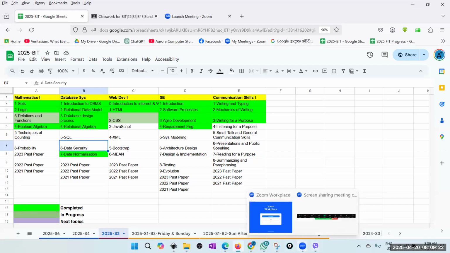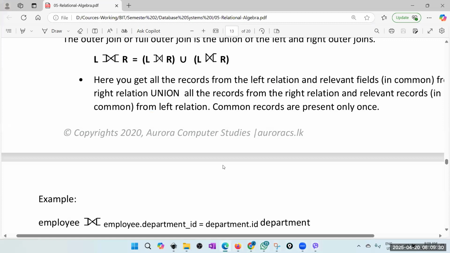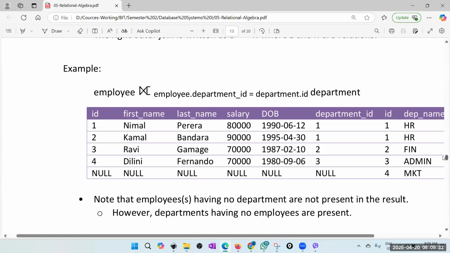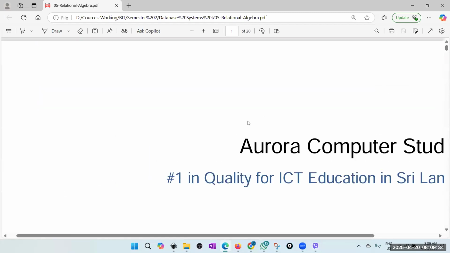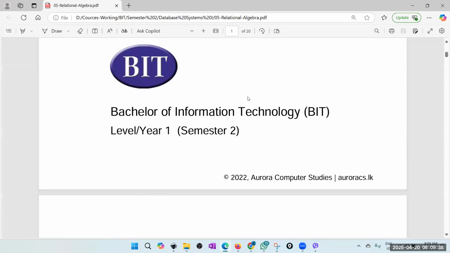Relational algebra, I have given you a little bit of notes. So therefore, make sure you refer to that as well as the UCSC notes. Okay. So what is relational algebra, or why do we need relational algebra?